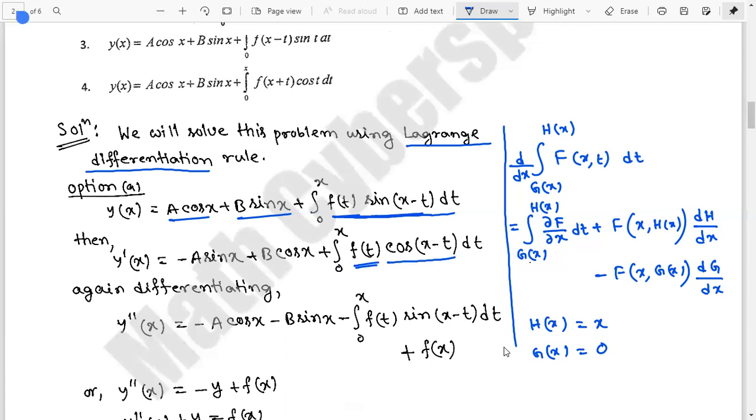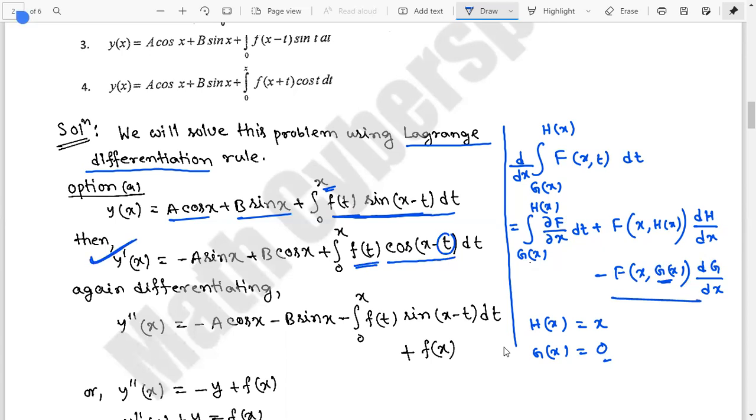Now in the second part, f(x, h(x)), this t will be replaced by x, that means f(t) cos(x − x), that means cos 0. And this x, this will be dx by dx, that means 1. Now minus, t will be replaced by g(x), that means 0, and here dg/dx will be 0. So that's why this part is negligible. So this is our first differentiated form.